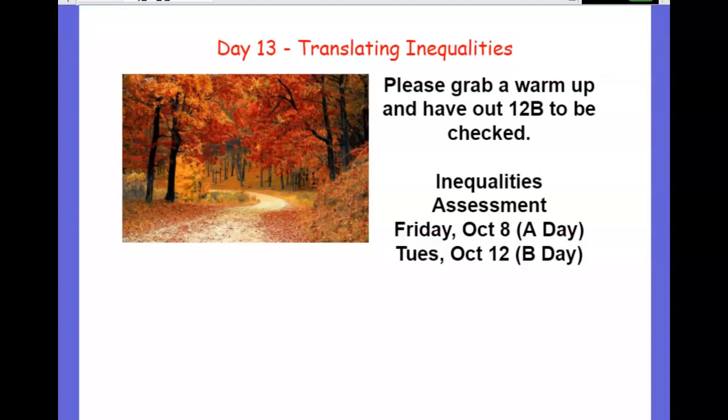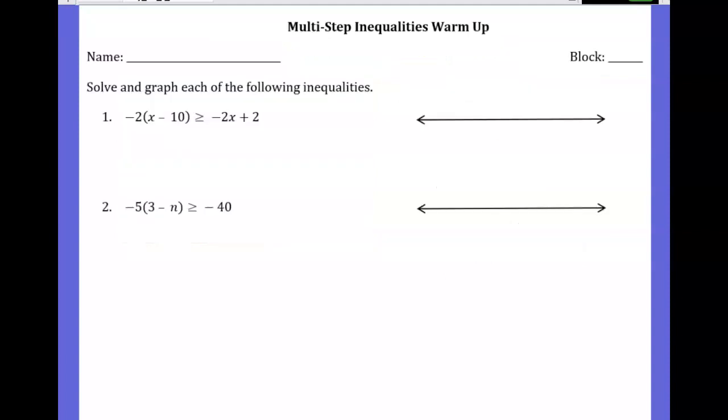So kind of focusing on word problems for inequalities. So the warm-up that we had today, if you want to go to Schoology and print it out and try it before we go over it, you can do that. But I'm going to start by going over this.